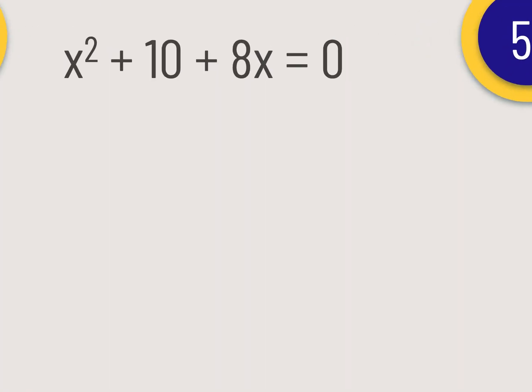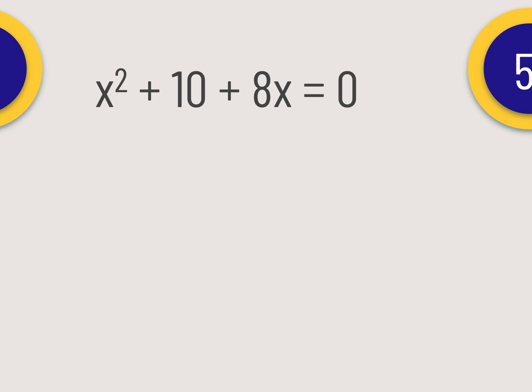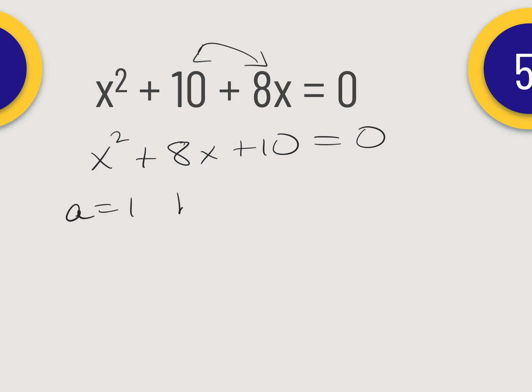So the next one, always remember, put it in standard form first. It's equal to 0, but I need to switch these two. I'm not changing any signs, I'm just rewriting the order. So x squared plus 8x plus 10, and it's set equal to 0. Now I can get the correct A, B, and C values. So my A is 1, my B is 8, my C is 10.